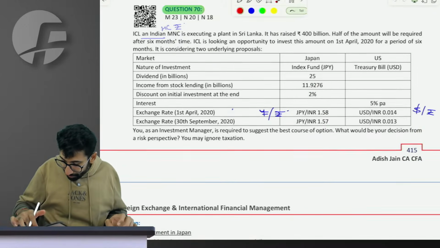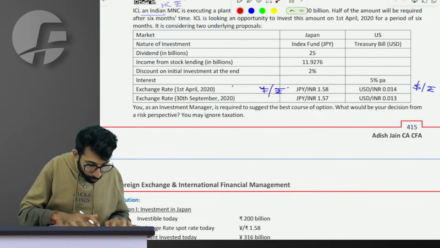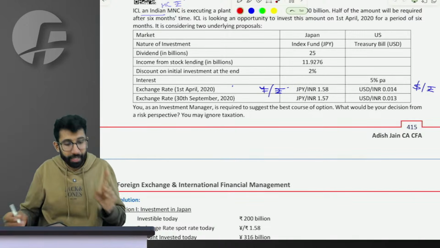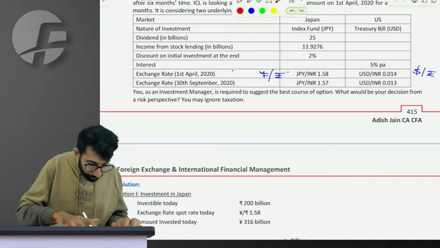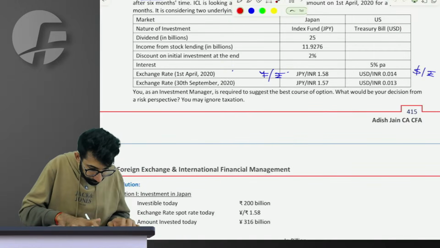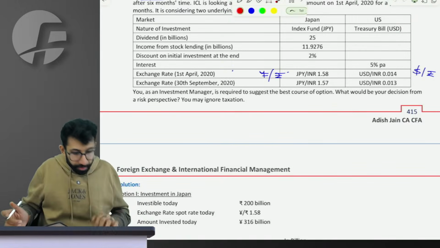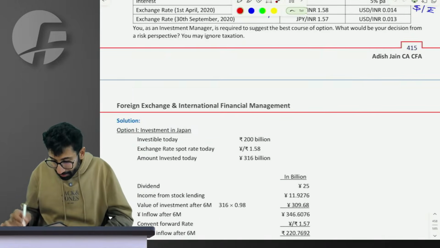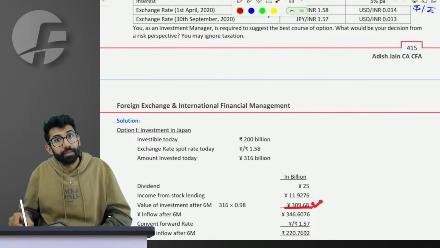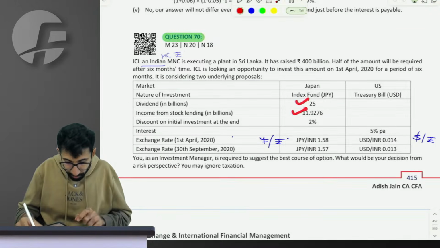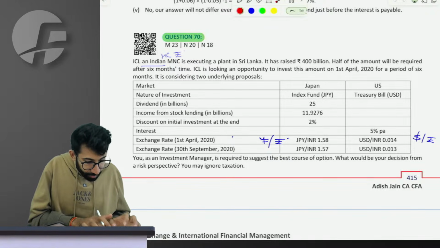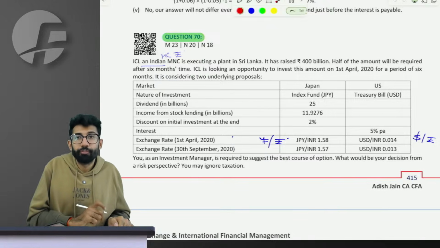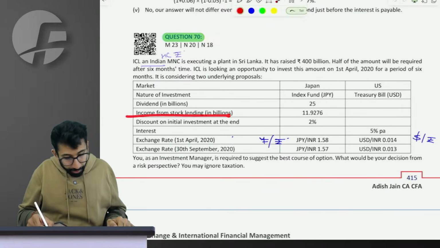So 316 minus 2% gives me 309.68 as the amount of my closing investment. But on that I have received two more things: 25 billion yen of dividend income, plus 11.9276 billion of other income related to stock lending.